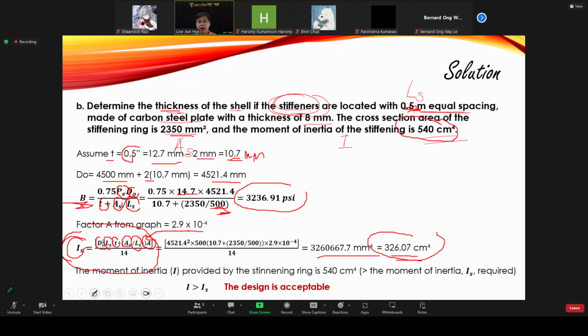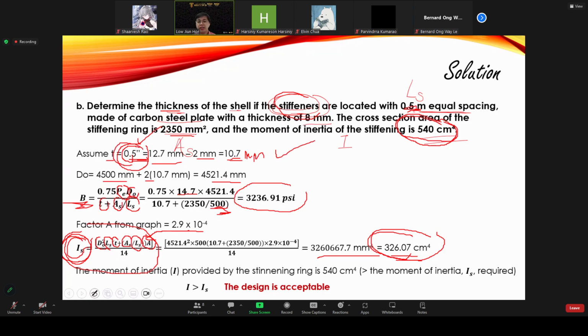If the calculated moment of inertia of the shell is smaller than the maximum value that can be supported by the ring, it means that the assumed thickness is actually acceptable. Later, if the shell is fabricated using this thickness, it can be safely operated. So the thickness here can be accepted.